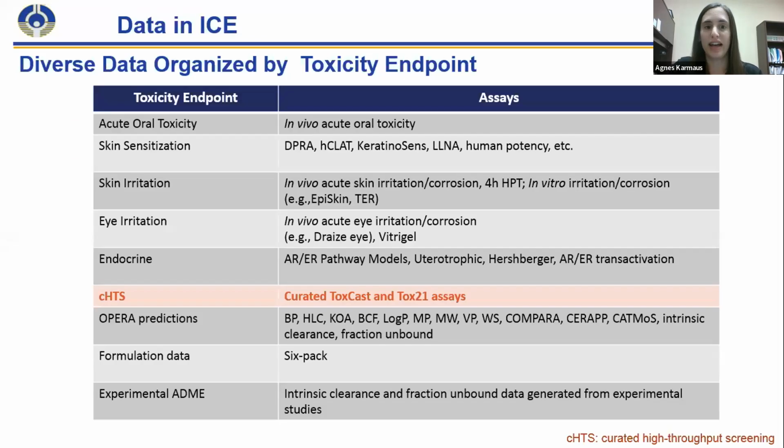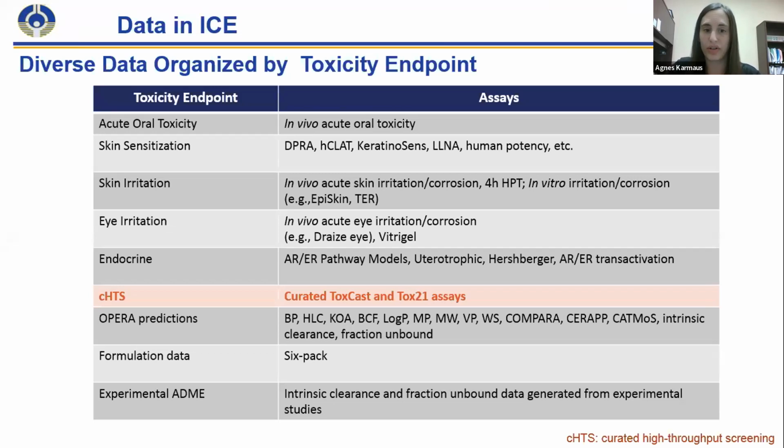So the data in ICE is really diverse and it's organized by toxicity endpoint related to regulatory endpoints. So on the left side, you can see the organization of our various data. On the right, you can see examples of some of the assays that are listed within each of these toxicity endpoint categories. Today, I'll be focusing on the orange, which is the curated high throughput screening data.